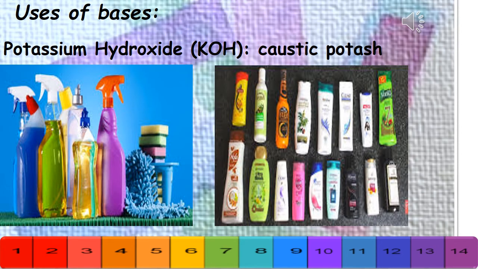Next is potassium hydroxide, commonly known as caustic potash. The formula is KOH. Again, it is used in household items, in the preparation of disinfectants. Again, it is contained actually in different shampoo, soap, detergent and cleaners.